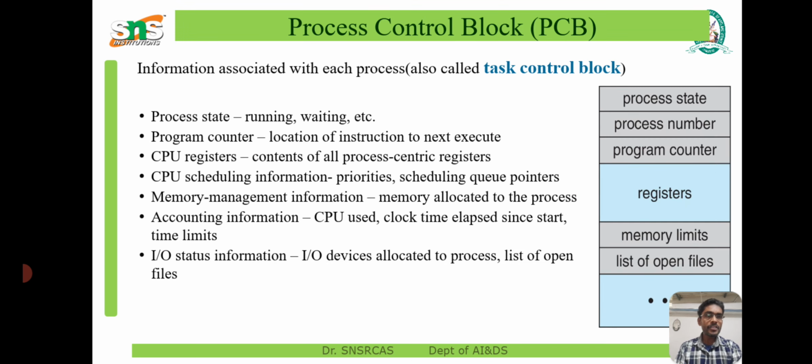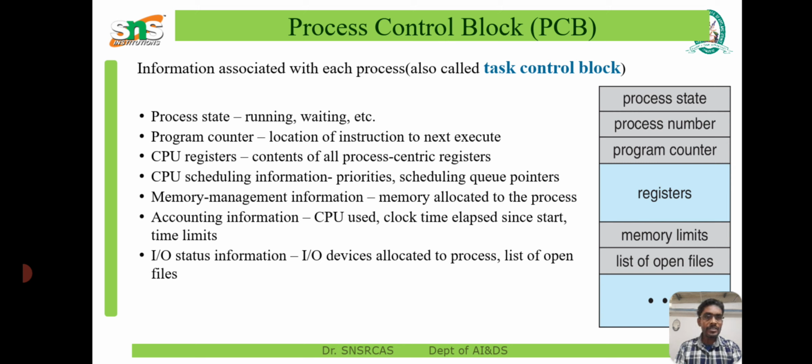And here is the process control block. What are all the memory organization or control blocks available in a process? From the diagram on the right side, you can see there are the process state, process number, program counter, registers, the memory limits, and a list of open files or resources controlled by each and every process. The process states are running, waiting and so on, as we discussed in the previous topic. And the program counter is nothing but the location of the next instruction to execute.